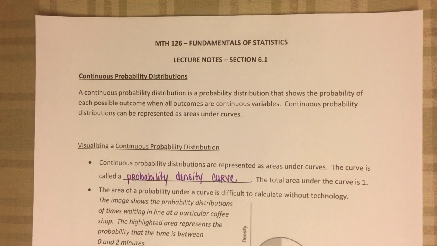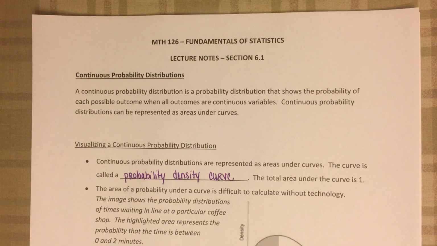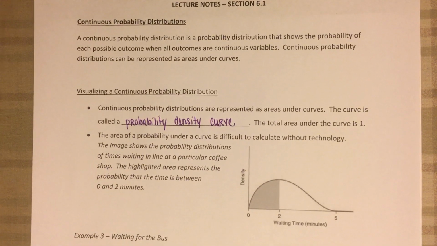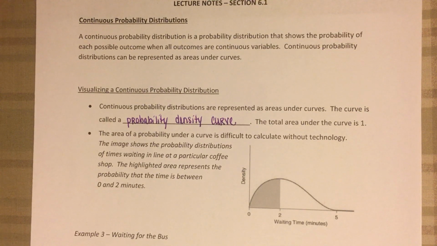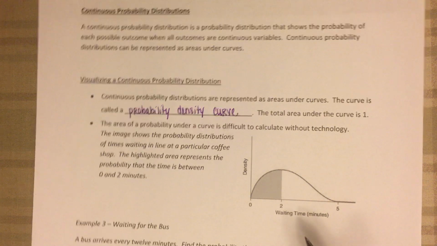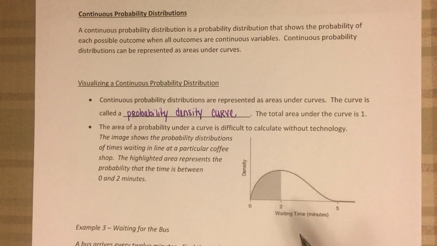As far as the different shapes go, our curves could look like a lot of different things. So we have here something that is kind of rounded. This image shows the probability distribution of times waiting in line at a particular coffee shop. The highlighted area represents the probability that the time is between 0 and 2 minutes. So as we're doing these, our curves could look different.